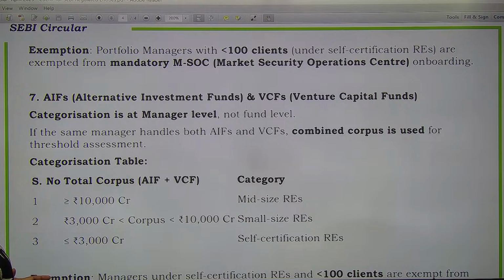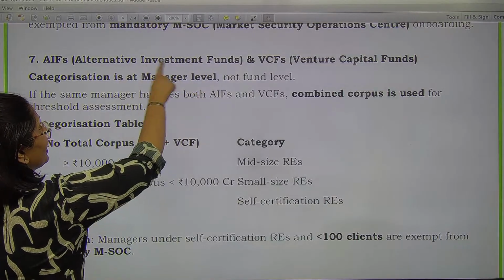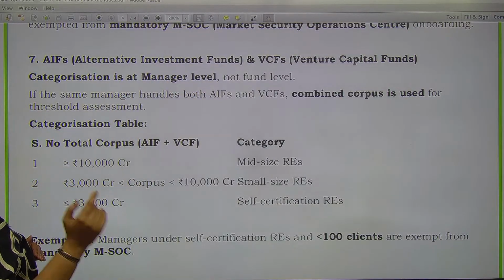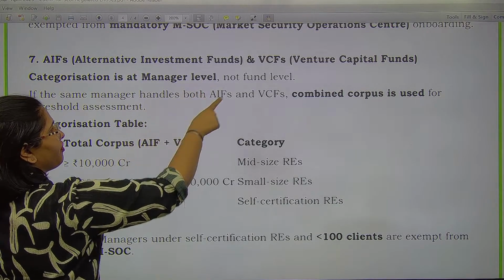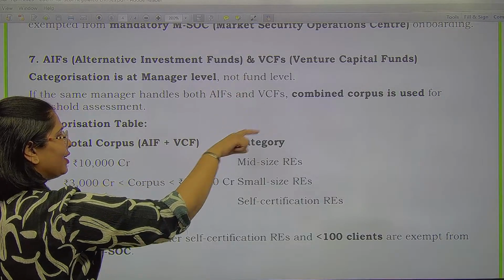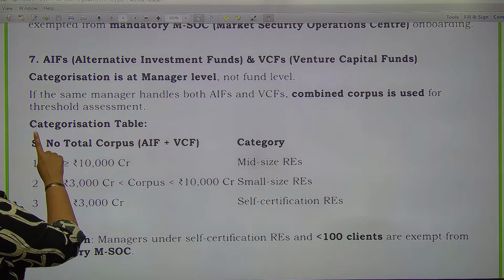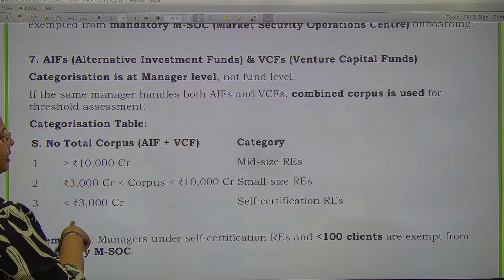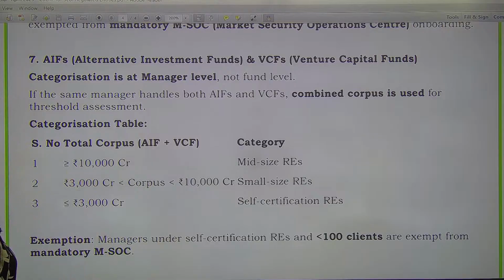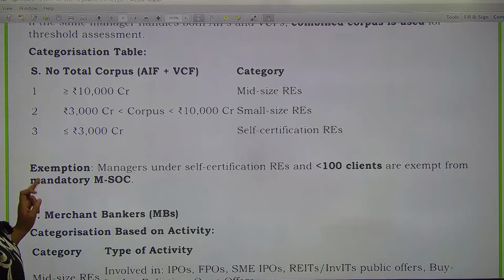For alternative investment funds and the venture capital funds, this categorization would be at the manager level. That means we will assess the manager, right? Over here, see, if the same manager handles both the fund as well as the venture capital fund, the combined corpus or the combined capital would be used for getting this category. So if your total fund or total corpus is greater than 10,000 crore, you will be mid-size, 3,000 to 10,000 small size, and lesser than 3,000 is self-certified regulated entity, right? And over here, exemption is provided if there are less than 100 clients.